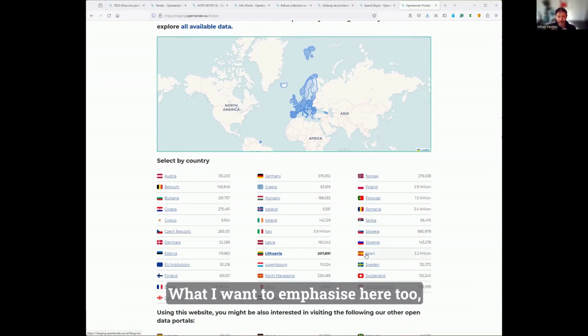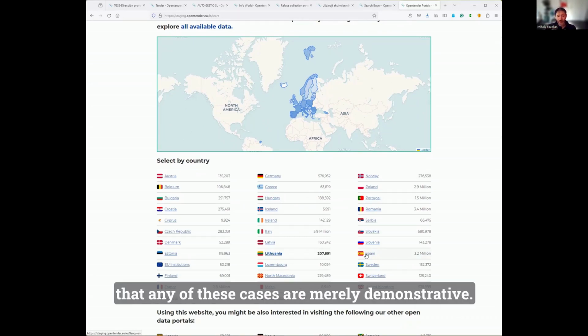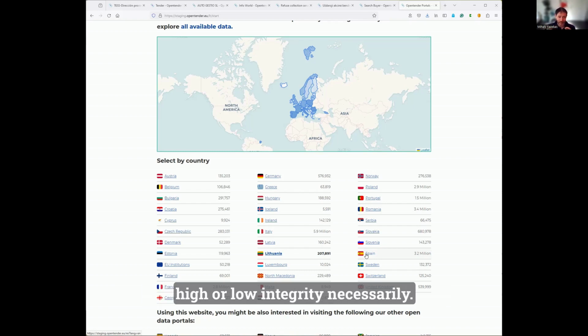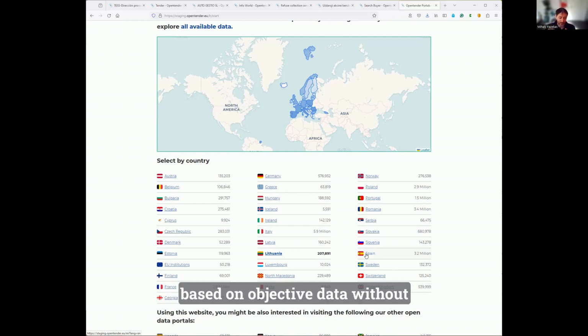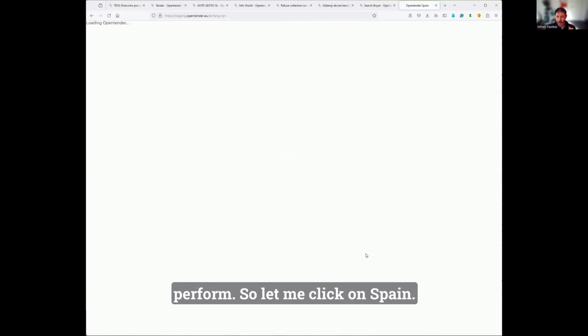What I want to emphasize here too is that any of these cases are merely demonstrative. We don't make any claim of anyone being high or low integrity necessarily. These are cases which have been selected from the data based on objective data without any bias or value judgments. So really, these are demonstrating analytical activities people can perform. So let me click on Spain.